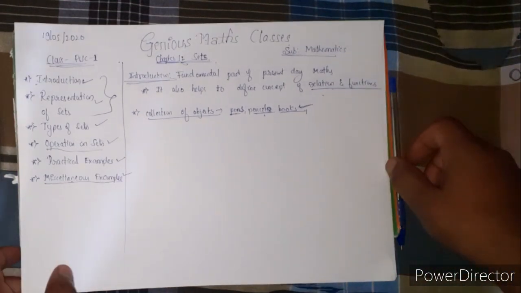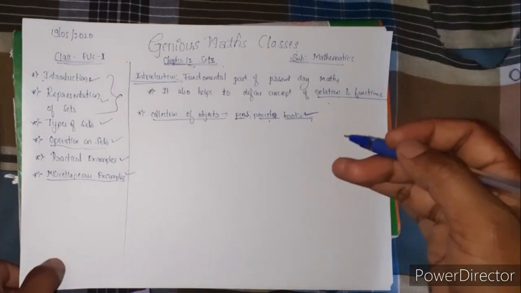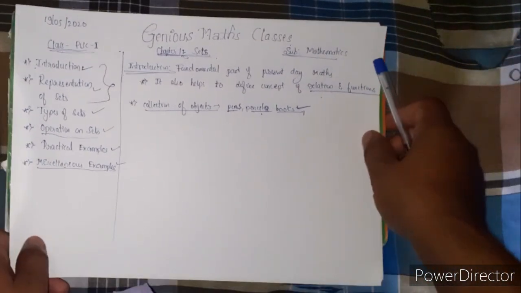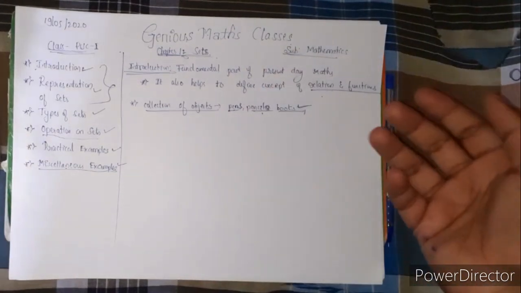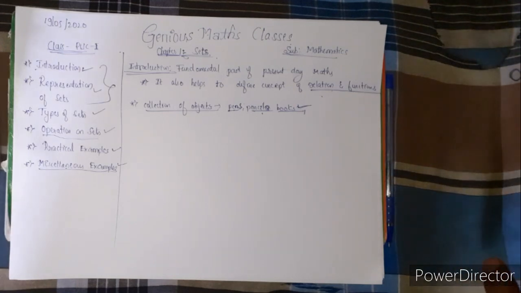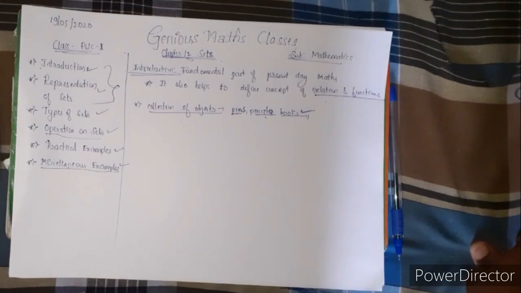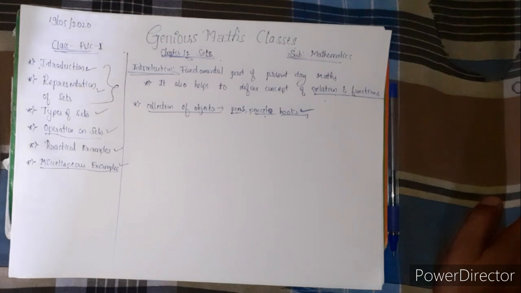Similarly, we come to know there are many concepts in mathematics. We have learned prime numbers. What are prime numbers? The numbers which have only one and itself as divisors. These are nothing but prime numbers.